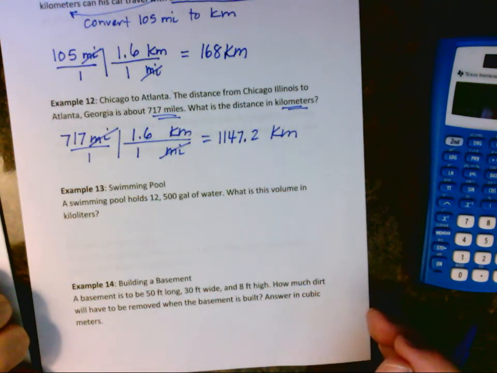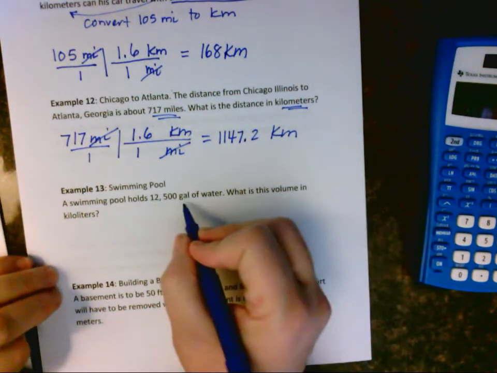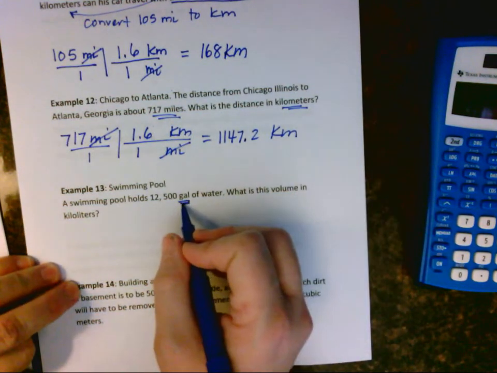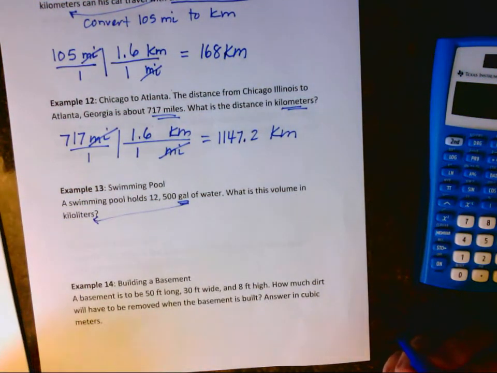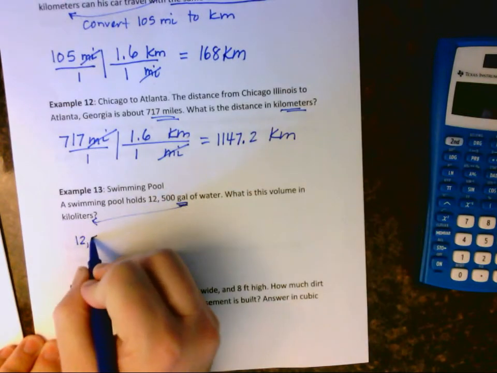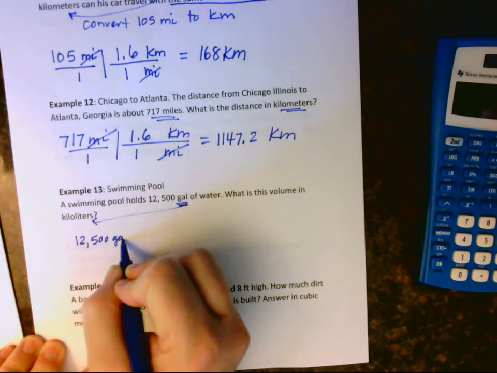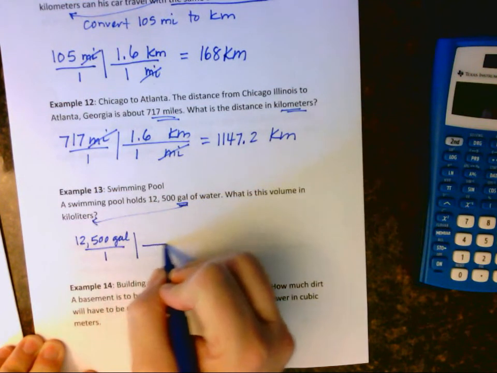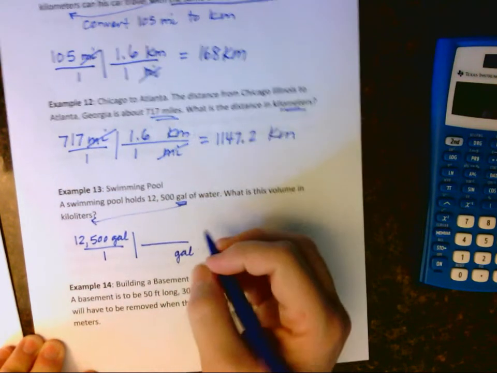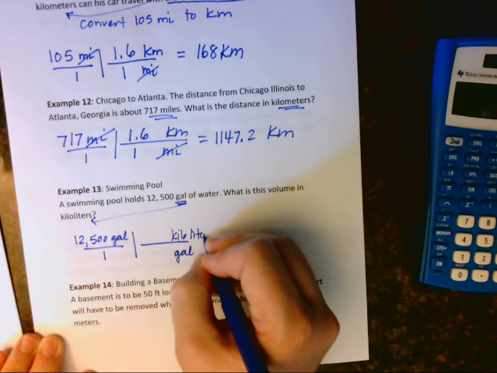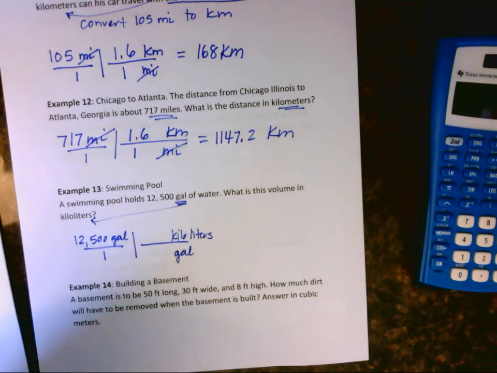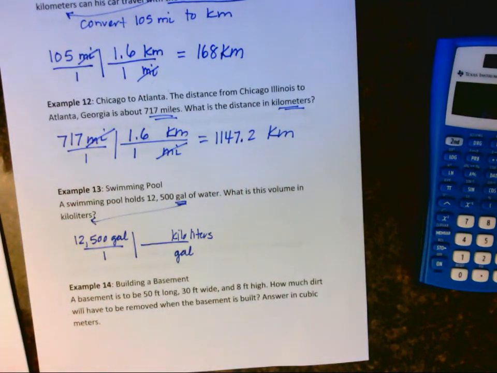Very well. A swimming pool holds 12,500 gallons of water. What is the volume in kiloliters? I said kilometers, but kiloliters makes a lot more sense actually. So we're starting with 12,500 gallons over 1, and we want to go from gallons to kiloliters. Okay, let's get out the lovely conversion sheet. I said I wasn't going to do that, but I am. And it was one of the more recent ones.